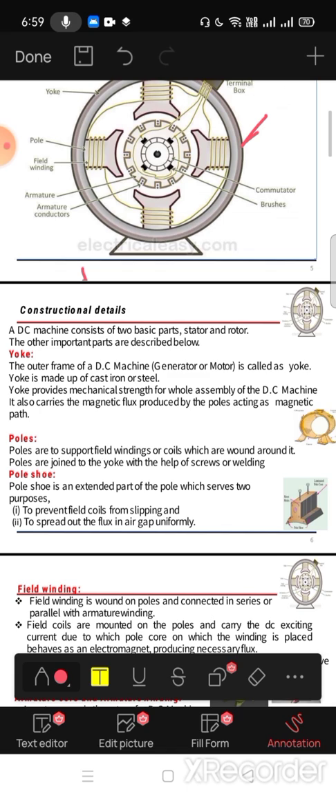The yoke is made up of cast iron or steel. It provides mechanical strength for the whole assembly of the DC machine. It also carries the magnetic flux produced by the poles, acting as a magnetic path.